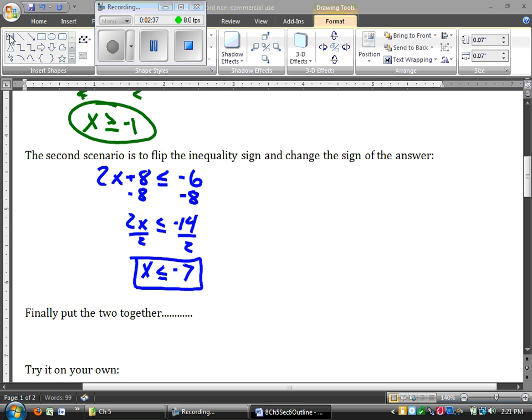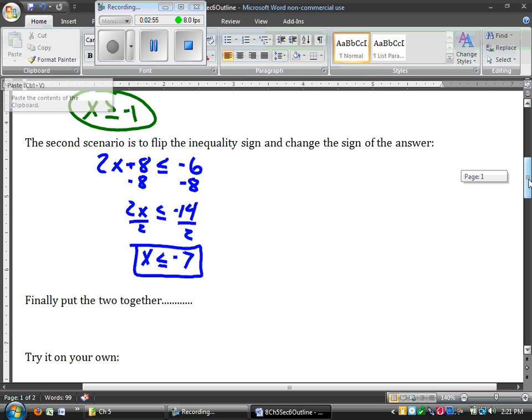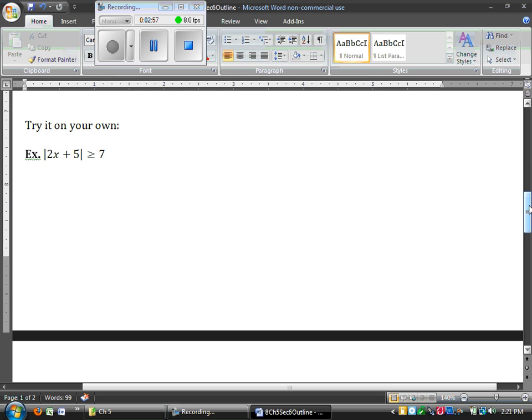So there are your two inequalities. Remember, with ors, we couldn't put them together because of the way the inequalities worked. But if you solve them each separately, you get the two inequalities. Those are your two answers. Now you're going to try one on your own: 2x plus 5 is greater than 7. So hit pause on YouTube and see if you can solve this on your own. Then when you come back, we'll take a look at it together.